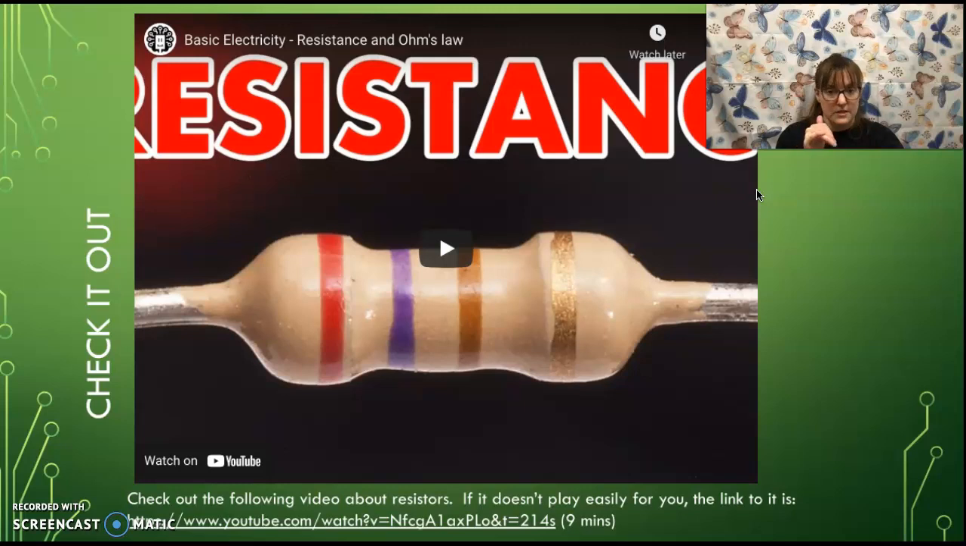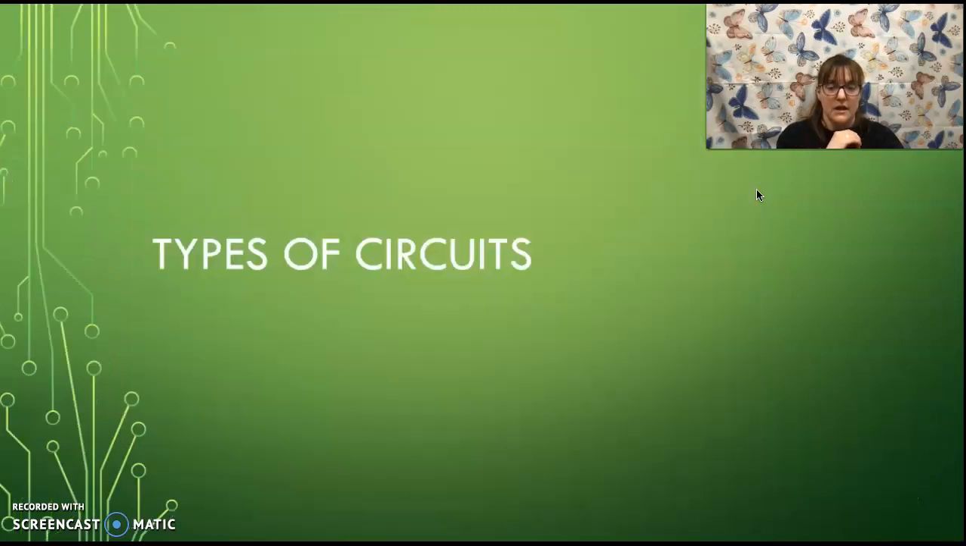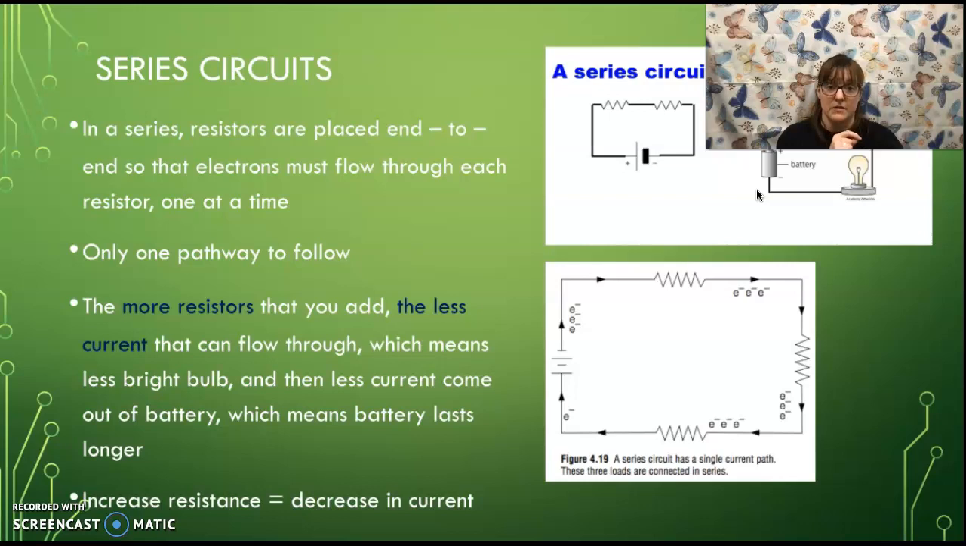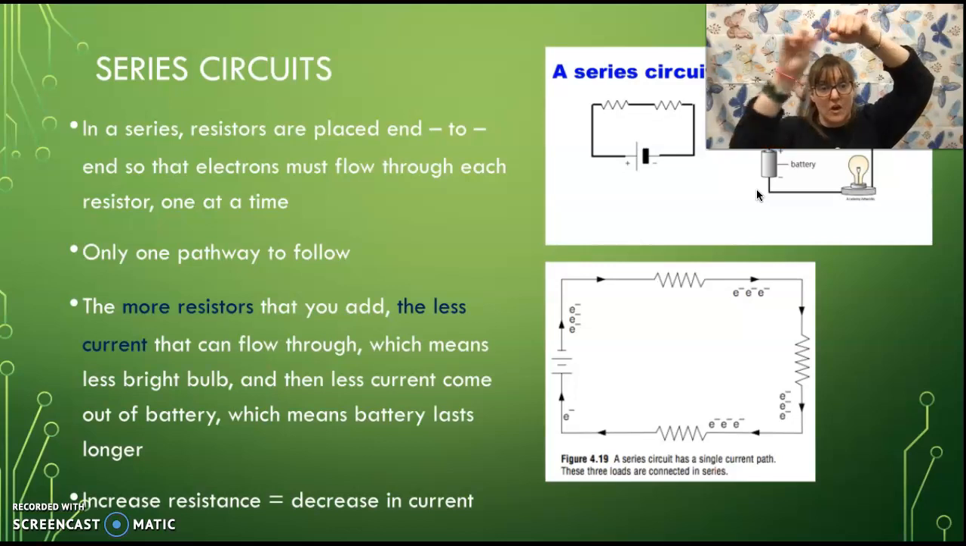So this is another one talking about resistors. Watch through, please. And then the types of circuits. So I told you right at the very beginning, we're going to have 2 different types of circuits. We've got our series and our parallel. The series is when you have everything placed in one single loop. So once you hook everything up, if you could grab the wire and lift it up, it would be all in one single loop all the way around.